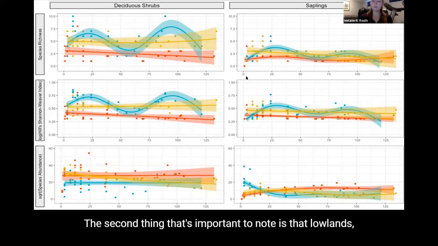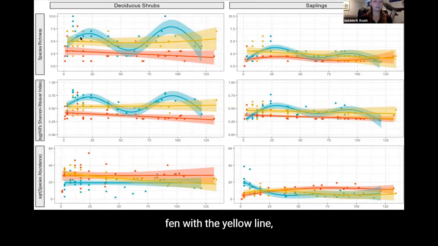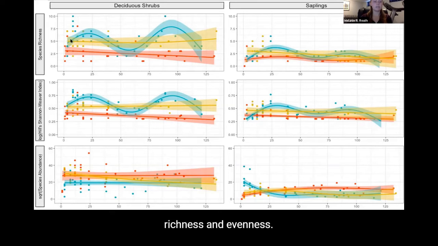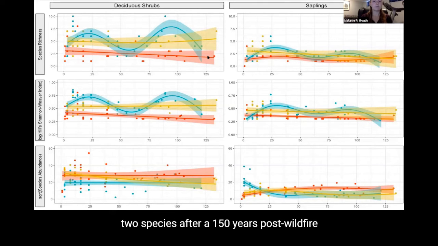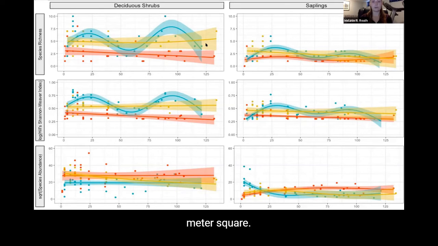The second thing that's important to note is that lowlands, which are represented by bogs with the red line and poor fen with the yellow line, obviously did not show a double peak pattern in both species richness and evenness. In fact, bogs started off at 3 species and decreased to 2 species after 150 years post-wildfire, and then poor fen stayed constant at 5 species per 100 meters square.